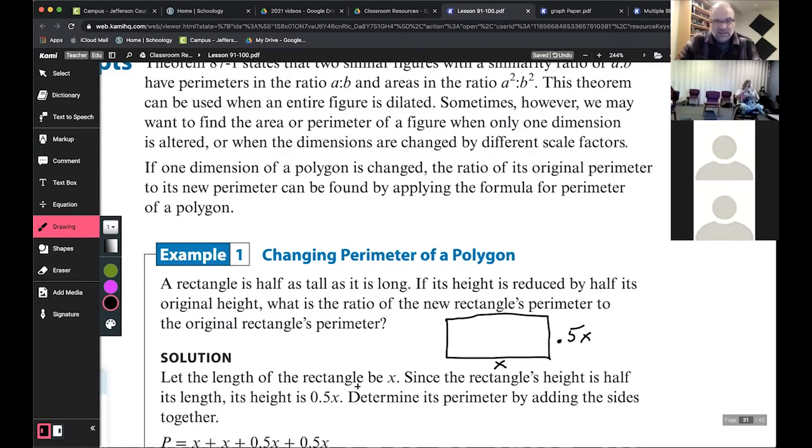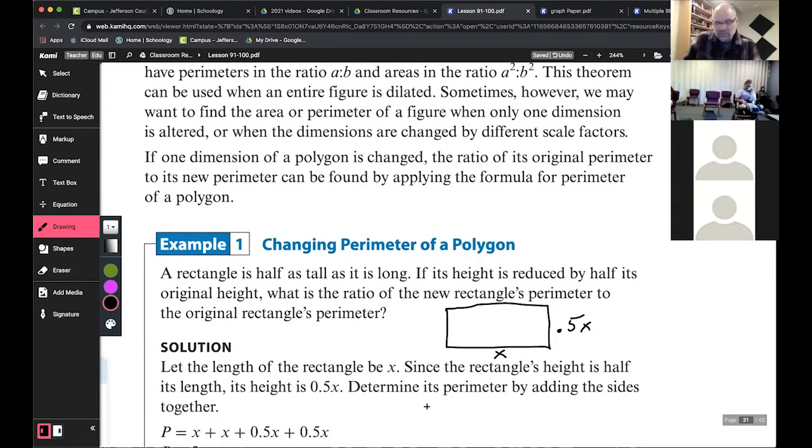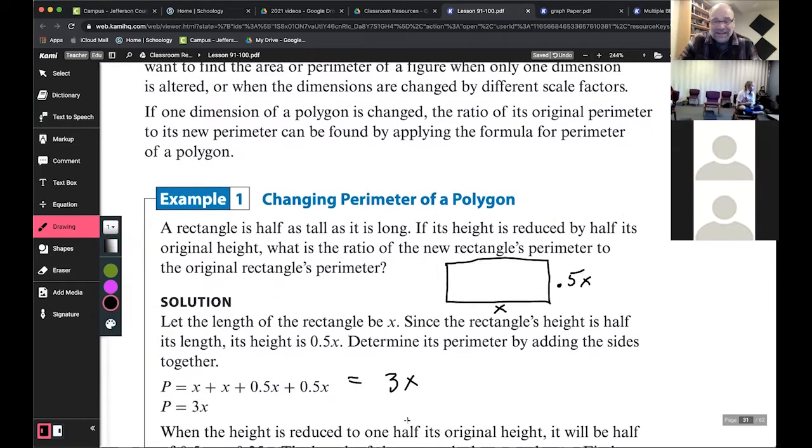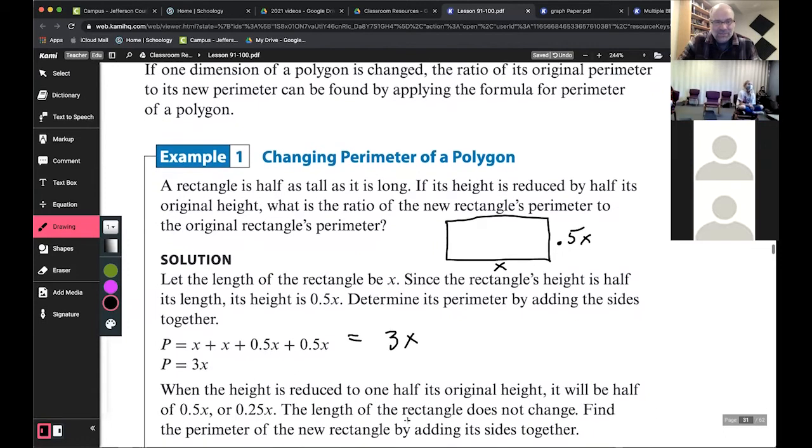So let the length of the rectangle be x, that's what we just said, and half of that would be 0.5x. So when you calculate the perimeter, you just combine like terms here. So x plus another x is 3x. Now here's what happens. What happens when the height is reduced to 1/2 of its original height? So 1/2 of its original height is now 0.25x.